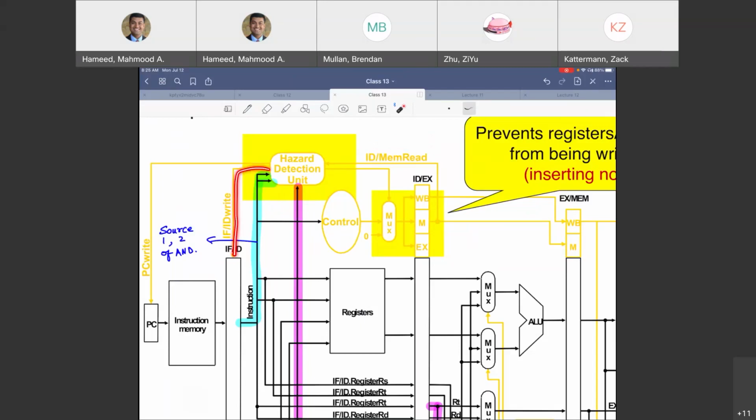There is an output controlling whether you need to write onto the IFID pipeline register or not. There is an output controlling whether you write PC or not. There is an output controlling a MUX, which is allowing all the control lines to go through as is, or a 0 to go through. So how do you stall the pipeline? Now we need to talk about how you stall the pipeline.